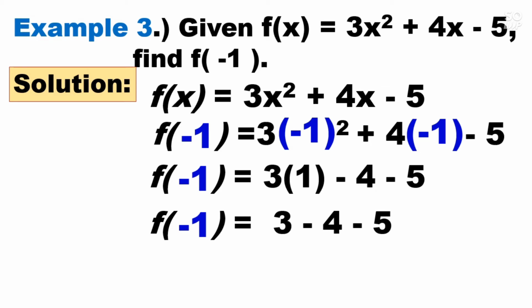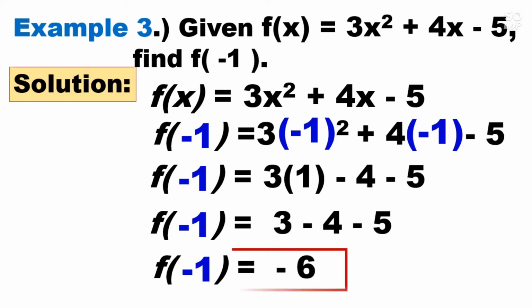Then, simplify. 3 times 1 is 3 minus 4 minus 5. Okay, and then now negative 4 plus negative 5 is negative 9. Negative 9 plus 3 is negative 6. Okay, so again, the value of the given function is negative 6.